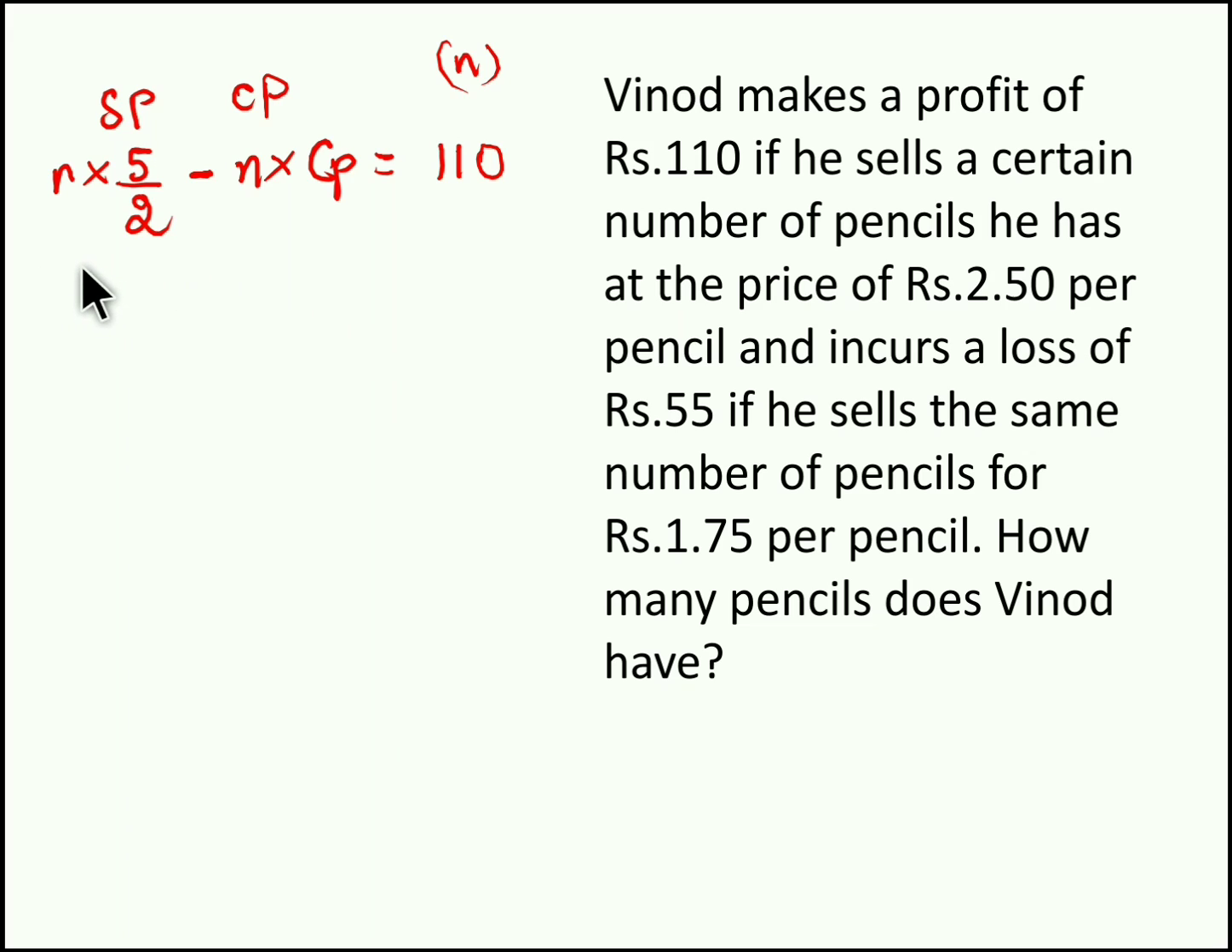Since we don't know the cost price, we take the same number of pencils sold at cost price CP, minus the selling price of 1.75 per pencil. Now 1.75 per pencil can be written as: 0.75 is nothing but 3/4 of a rupee, so 1 rupee and 3/4 of a rupee. When you cross multiply, you get 1 into 4, 4, plus 3, 7/4. So 1.75 per pencil is nothing but 7/4 rupees. So here the loss is 55 rupees. Now you totally have two equations.